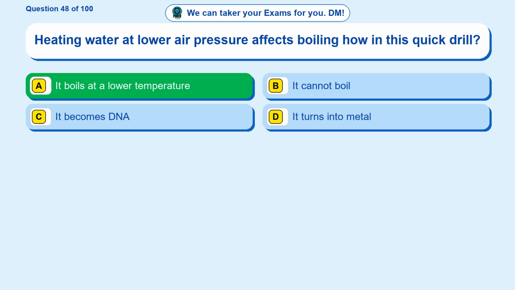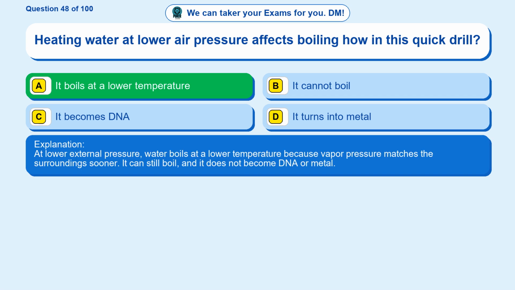It boils at a lower temperature. At lower external pressure, water boils at a lower temperature because vapor pressure matches the surroundings sooner. It can still boil, and it does not become DNA or metal.